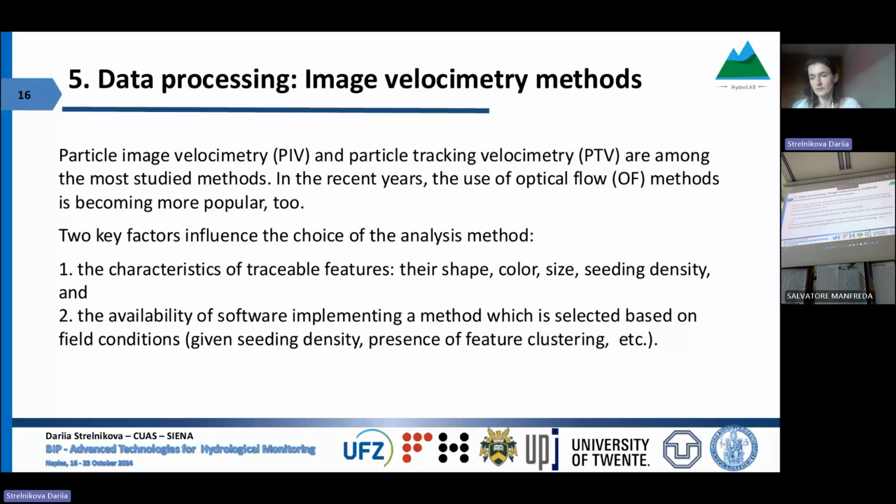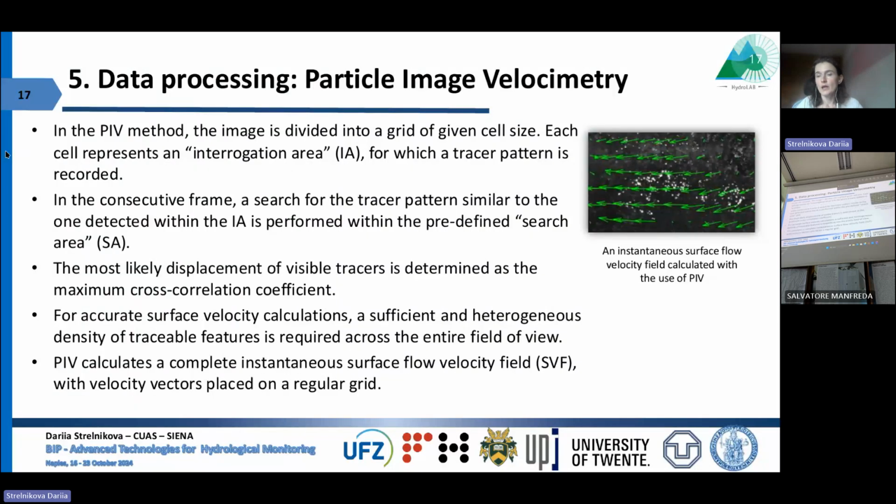Luckily, there are several very good image velocimetry suites available, which I will recommend a little bit later. So we'll now discuss three methods in more detail, what these are. So particle image velocimetry is one of the most popular methods.